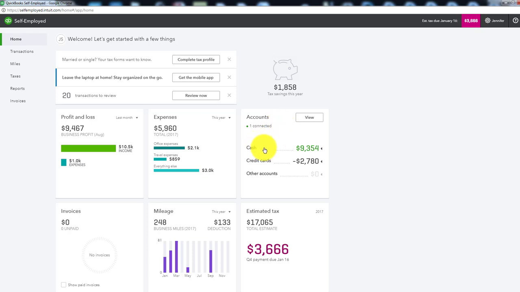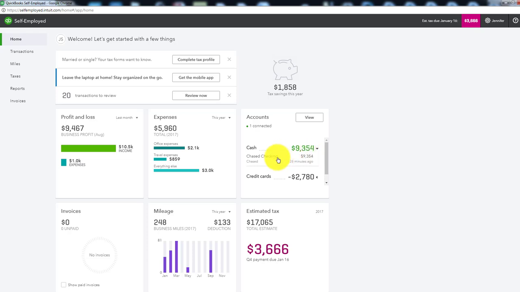The accounts section tells you what accounts you have attached to QuickBooks Self-employed. So the cash account is usually your bank account. So in this case, there is only one bank account connected with a total of $9,354. So you can connect as many accounts as you want to QuickBooks Self-employed.